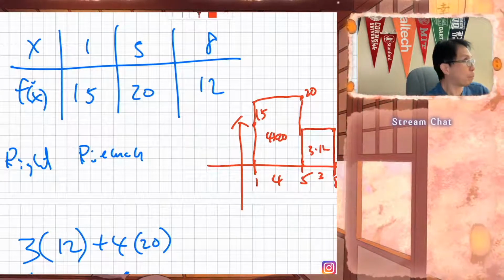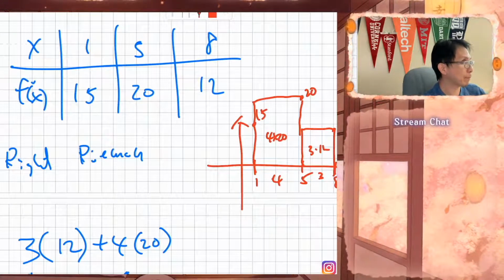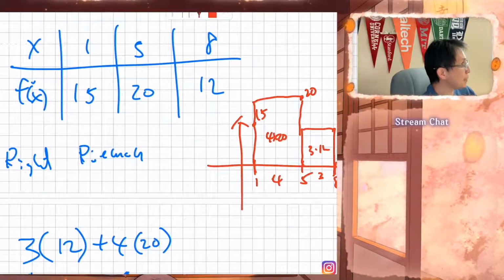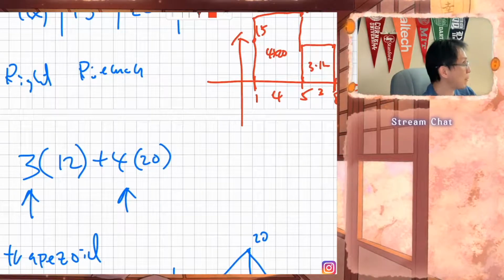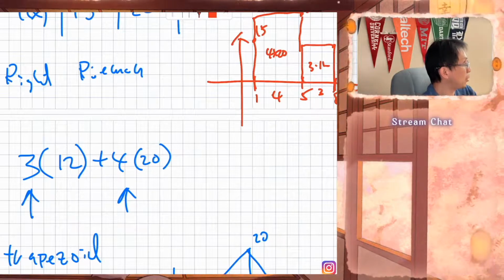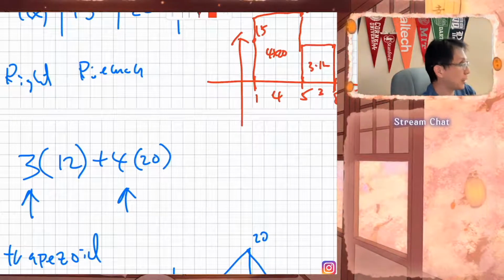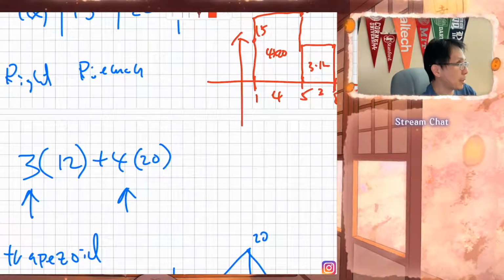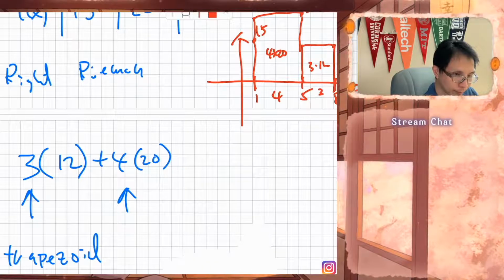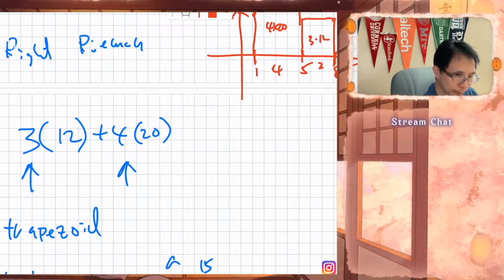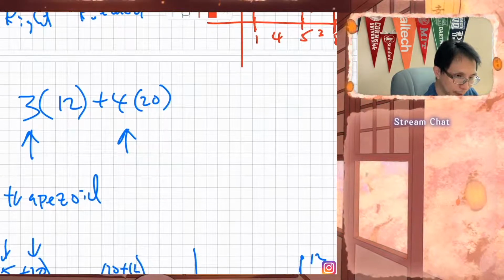Okay. But we can also use trapezoid. So I'm going to ask you to do the same thing with the 2 trapezoids. I want you to figure out if you can find a value for trapezoid. So just like connect the dots. You can connect the dots if you want.